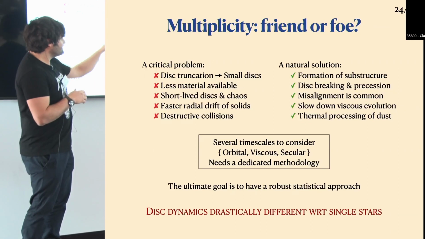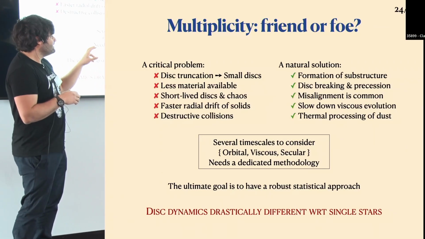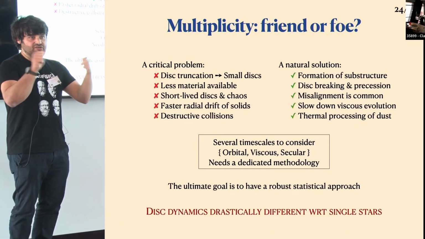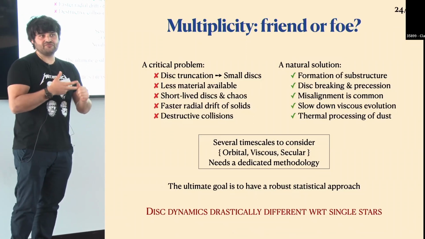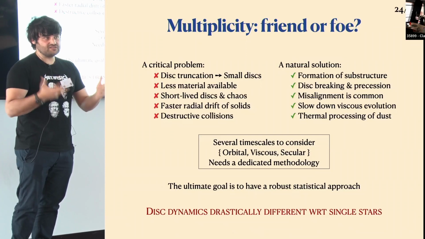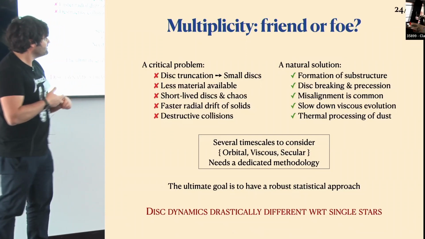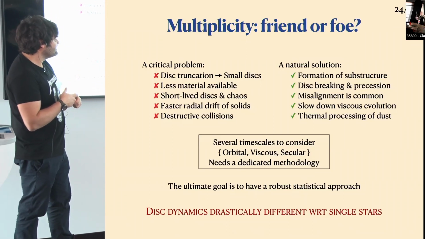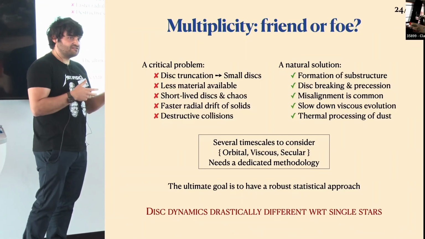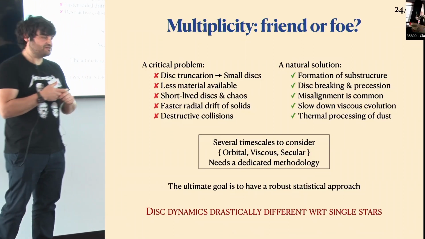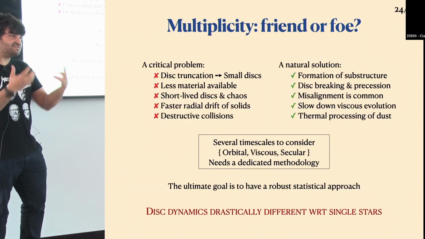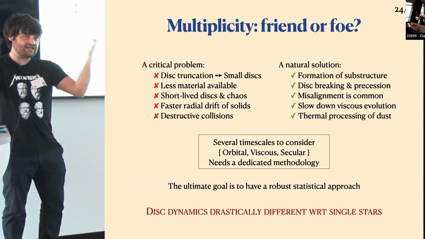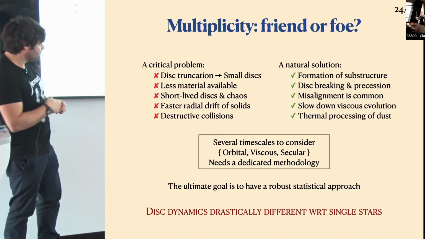And the tricky part is that there are several timescales to consider here. You have the orbital timescale, so the period of the binary, the viscous timescale, but also the secular one, which is of the order of 100 or 1,000 binary periods. So that's the tricky part. And that needs a dedicated methodology, and I think Phantom is doing very well in dealing with these multiple stellar systems. The ultimate goal would be to have a very robust statistical approach of what could happen for any multiple stellar system with disks.